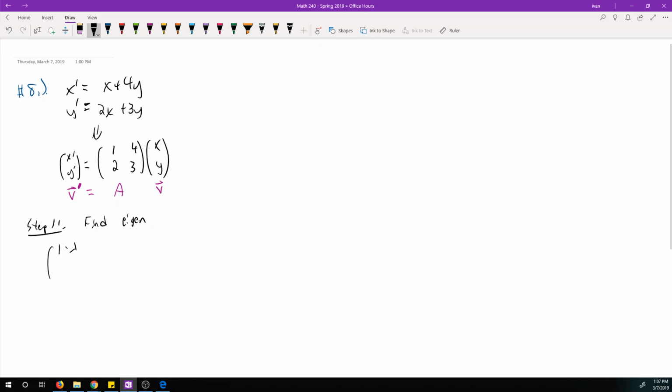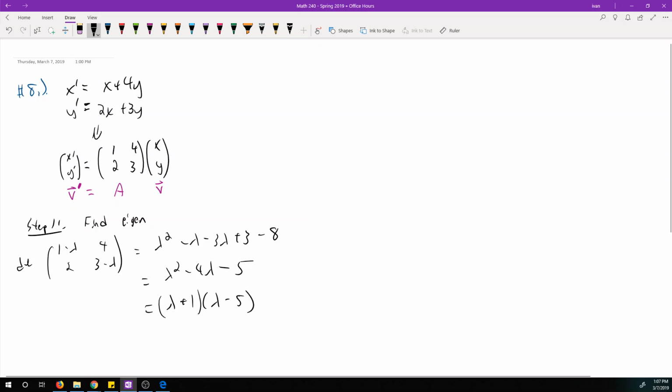Do any of you have this? This shouldn't be too bad. The determinant gives lambda squared minus lambda minus 3 lambda plus 3 minus 8. So that's lambda squared minus 4 lambda minus 5, which is lambda plus 1 times lambda minus 5. So lambda is equal to negative 1 and 5.